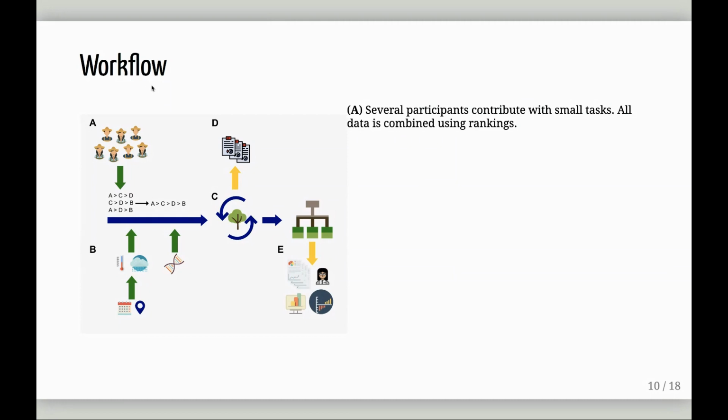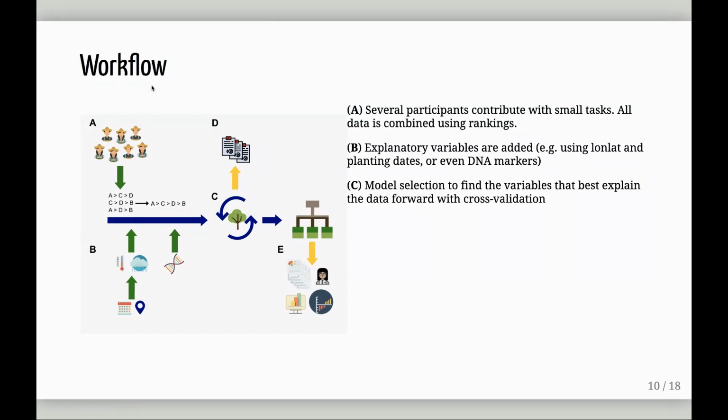Then in B, in the case of crops, we add the location and the planting dates. We combine this with weather data and also DNA data sometimes when we have it. So in C, since we produce, I don't know, 100 variables, and it is not easy to explain a model with 100 variables, we run things recursively. We have a forward selection, and inside this forward selection, we have cross-validations.